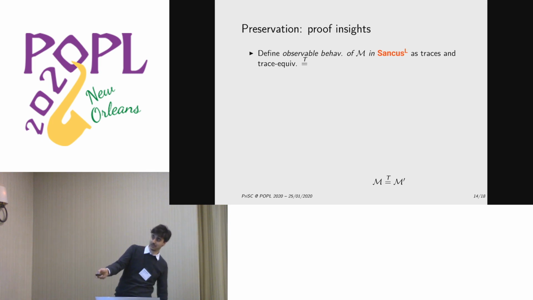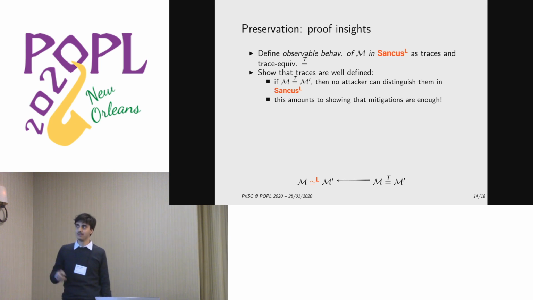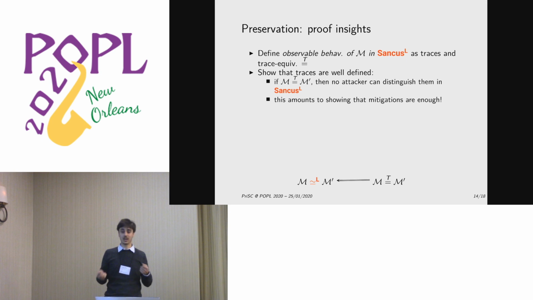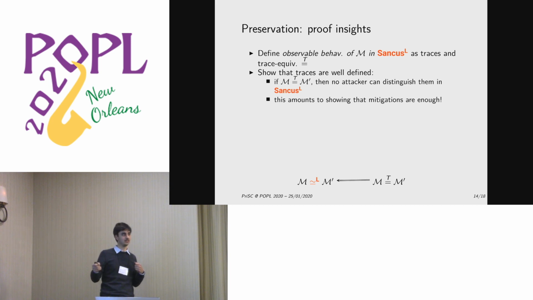And we put it here. Then we show this implication: if two modules are the same trace-wise, then there exists an attacker in Sancus Low that can distinguish them. And this amounts to showing that the mitigations are indeed enough. And as I was telling you before, it actually requires more than just paddings.